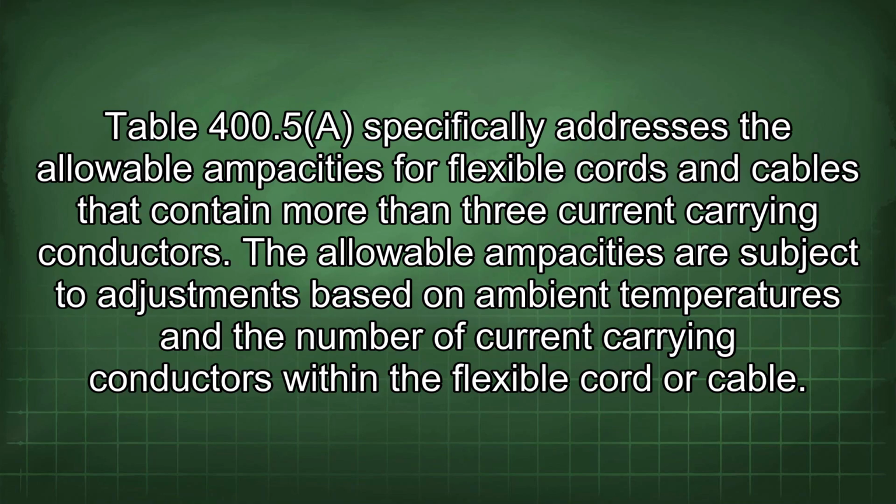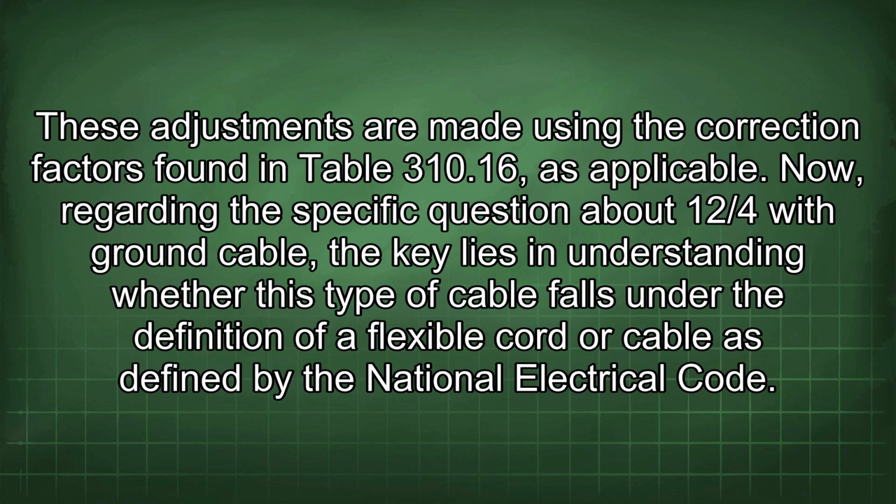Table 400.5 specifically addresses the allowable ampacities for flexible cords and cables that contain more than 3 current carrying conductors. The allowable ampacities are subject to adjustments based on ambient temperatures and the number of current carrying conductors within the flexible cord or cable. These adjustments are made using the correction factors found in Table 310.16 as applicable.